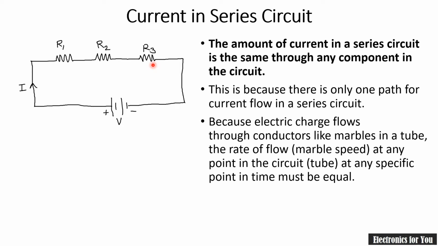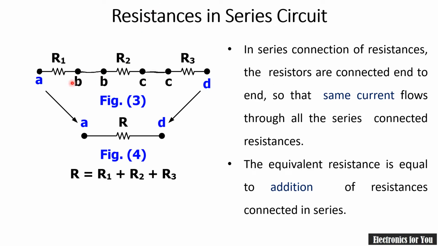Now let us talk about the second parameter, that is resistances. Just like this, three resistances are connected in series. Connected in series means they are connected one after the other, and here if we want to replace these three resistances with a single resistance, let this resistance be R, then this resistance is called the equivalent resistance, and the equivalent resistance is nothing but the addition of all these resistances connected in series. Therefore in this case the equivalent resistance R is equal to R1 plus R2 plus R3.